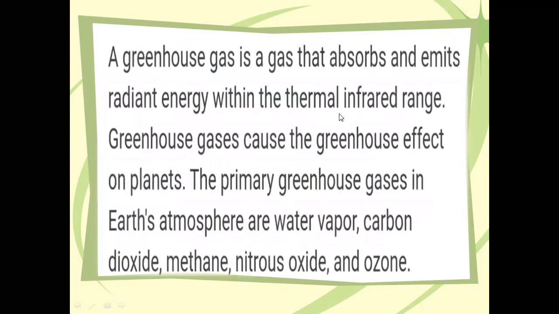Greenhouse gases are the gases that absorb and emit radiant energy within the thermal infrared range. Greenhouse gases cause the greenhouse effect on the planet. The primary greenhouse gases in Earth's atmosphere are water vapor, carbon dioxide, methane, nitrous oxide, and ozone. All these are greenhouse gases. They trap the infrared radiation and prevent it from escaping from the atmosphere, or from the troposphere, which in turn increases the temperature of the atmosphere and causes global warming.